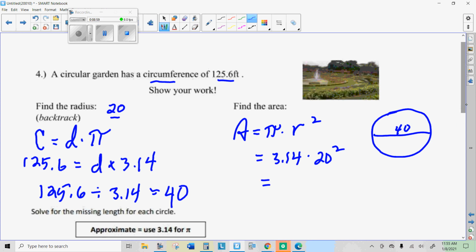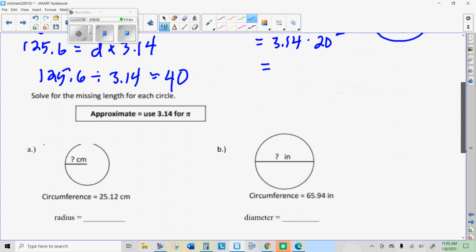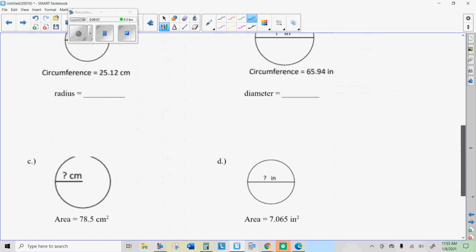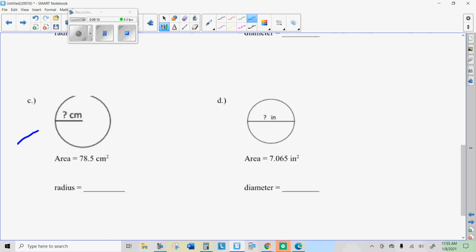Okay, I want to show you how to do one more type of problem where you have to find the radius from the area. And that would be this problem right here, C. And so you have the area, and I'm just going to put the formula that gives you that. That's pi, so 3.14 times the radius squared. Now we don't know what the radius is, but if I'm going to backtrack here, if I do 78.5 divided by 3.14, that will equal the radius squared.